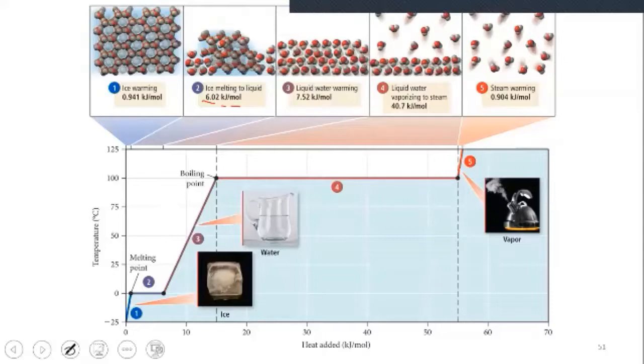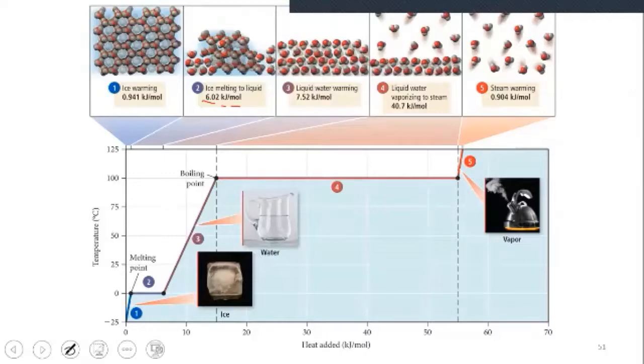And remember, at the boiling point, any further energy that is added is going to be used to simply vaporize the liquid water. There's no net increase in the kinetic energy of the water molecules. Notice that in order to boil all of that water, stage number four, it requires a lot more energy. You can see here on top, roughly about 40.7 kilojoules per mole, whereas when we're trying to melt the ice, it only required about 6 kilojoules per mole. And that's why that stage is a lot longer here on the graph.